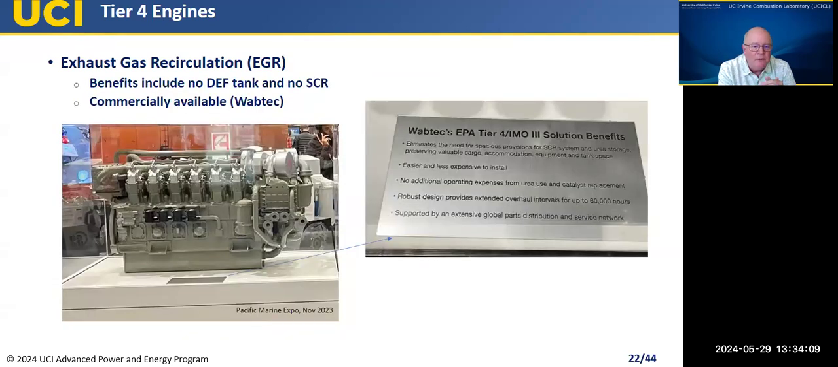This shows an example, a company called Wabtec, which is basically a derivative out of General Electric's locomotive engine technology. They offer an engine now that doesn't use an SCR, a selective catalytic reduction system, and thereby does not need the DEF liquid tank as well, right? So this is an interesting recent development and an example where just EGR is used to attack the NOx. Next slide.